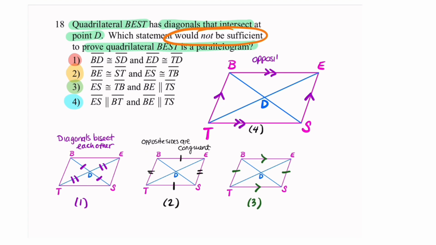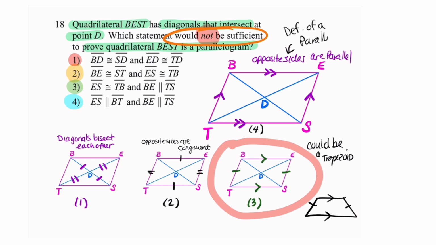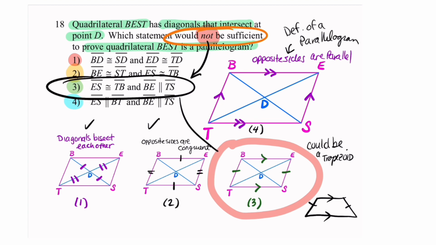But if I remember correctly, opposite sides are parallel is the very definition of a parallelogram. So that would be good enough. So the one that's not sufficient is going to be choice 3, and now I think about it, that could be describing a trapezoid. So if it could be a trapezoid, it would not be sufficient to prove it's a parallelogram. One of the trickier multiple choice questions, very symbolic and very visual. Choice 3 is the answer, but really, it wasn't that obvious unless we diagrammed it out.